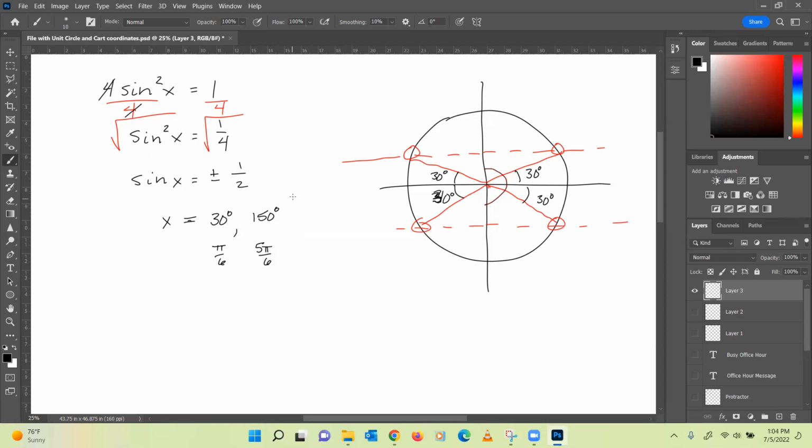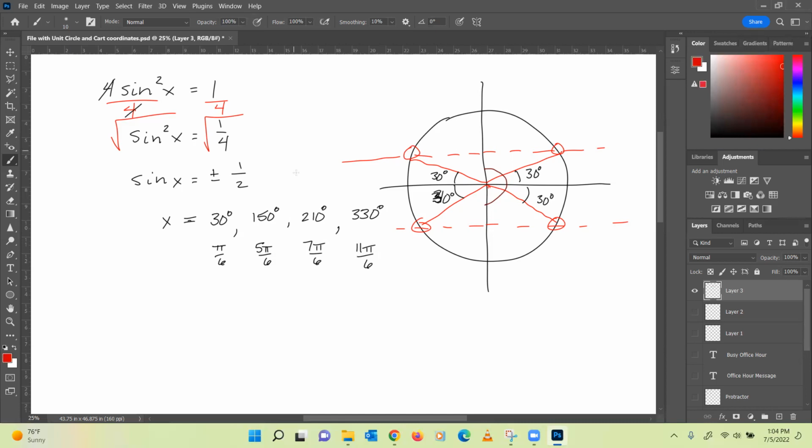It would be 210 degrees, which is 7 pi over 6. Or it would be 330 degrees, which would be 11 pi over 6. So those are all of the answers within one revolution.